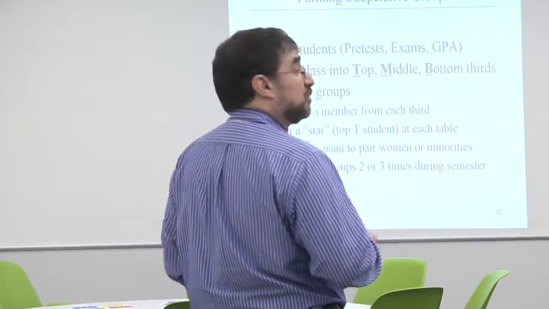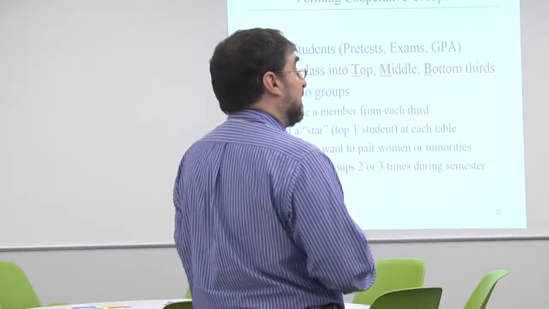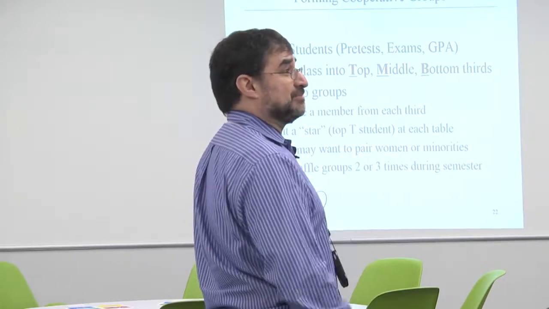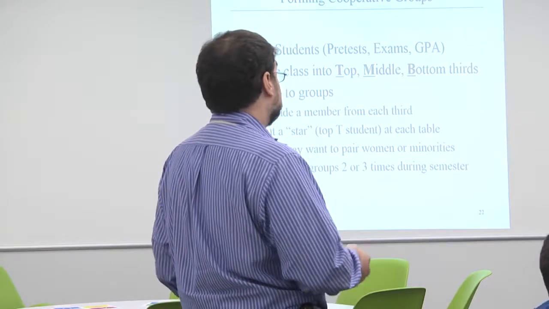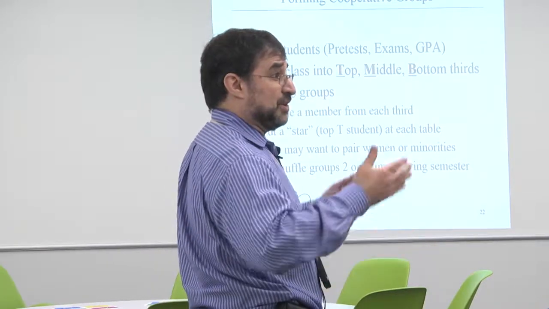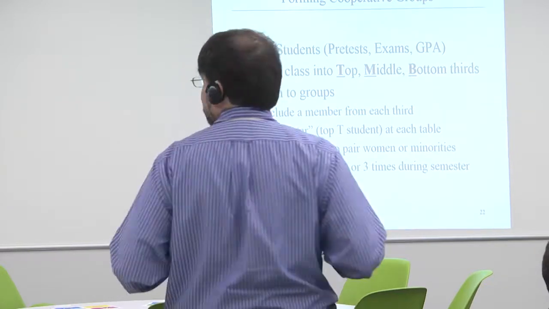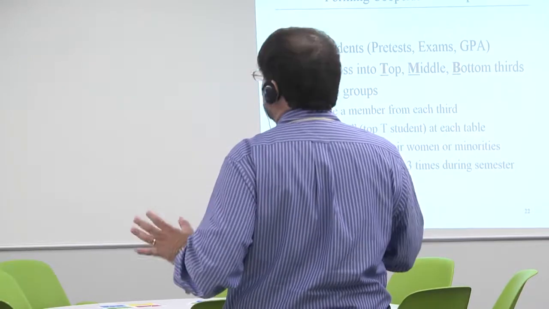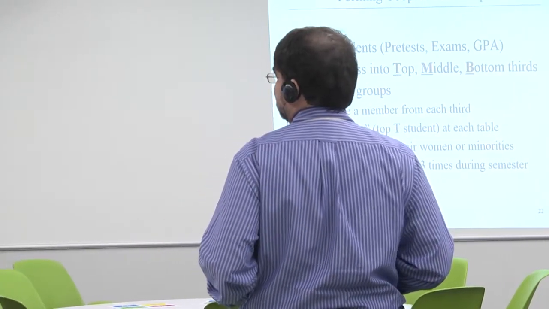So instead of doing that, we reshuffle 2 or 3 times during the semester. I typically have 2 midterm exams and a final. I just shuffle after each exam, and that gives me 3 period groups. Because it's only 5 to 6 weeks for each period when the teams are together, that period of time seems small enough that it's a lot less traumatic than if you do it mid-semester.